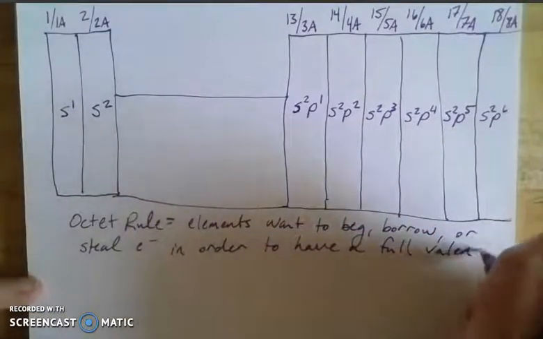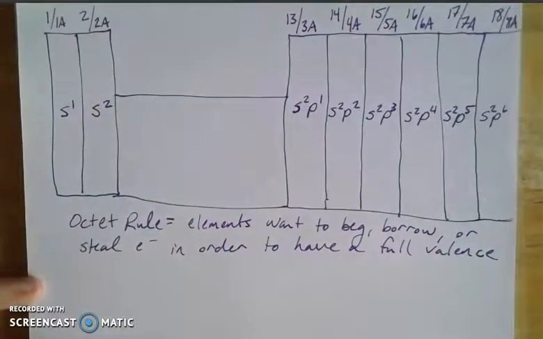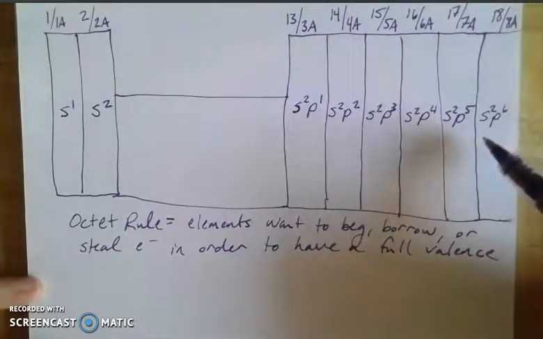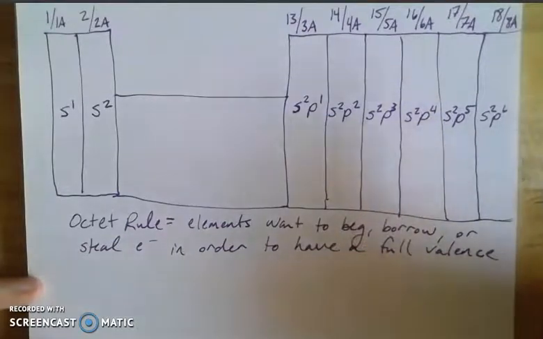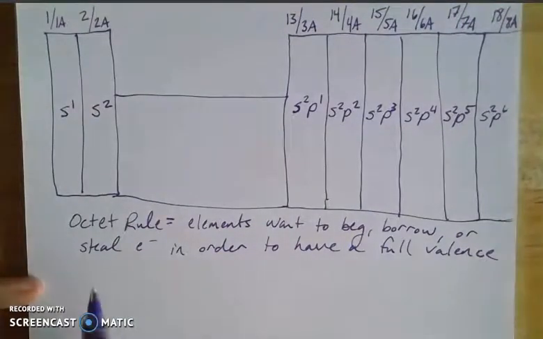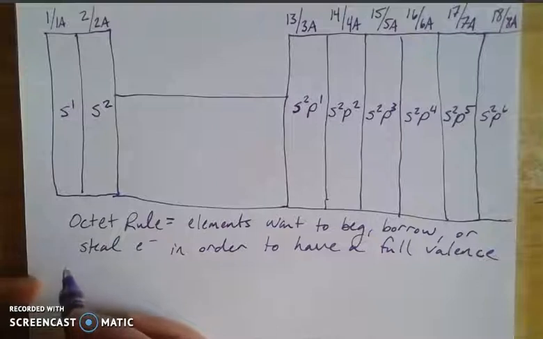And when I say that they want to look like a noble gas, what I mean is that they want to have a full valence. So if everyone wants to look like the elements in column 18 or 8A, then they want to try to get to 8 electrons in their valence. That's the general rule. Of course, there are some exceptions, and we'll talk about those throughout our discussions on chemistry.